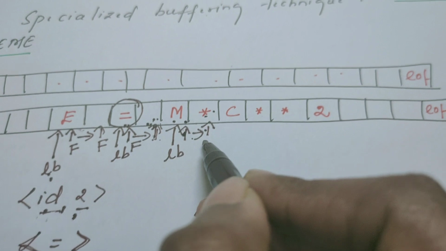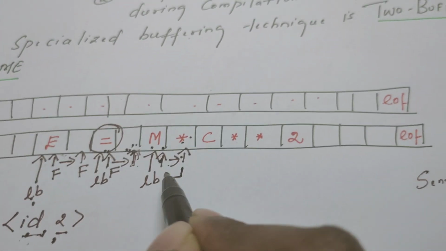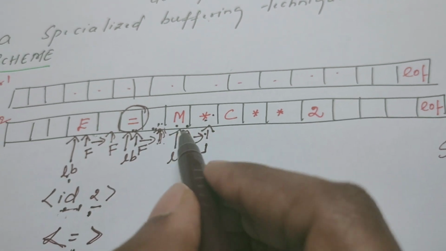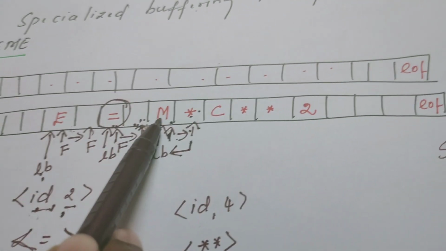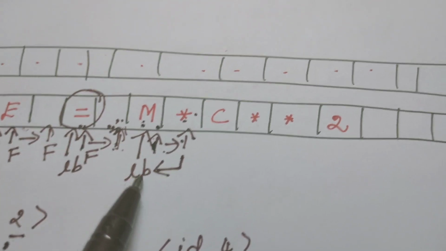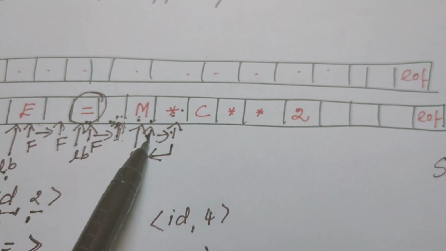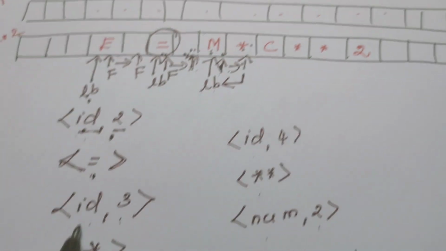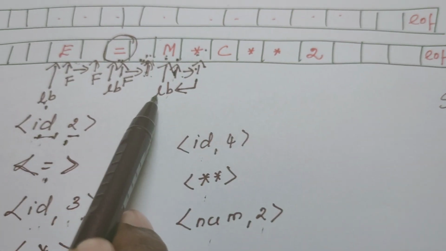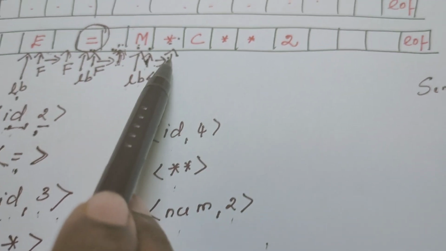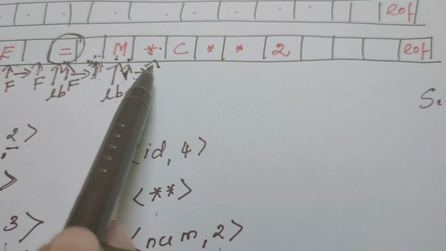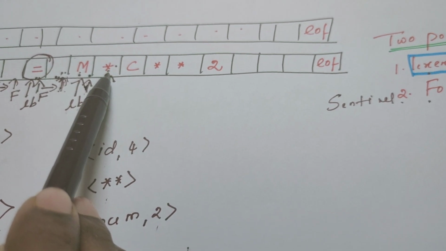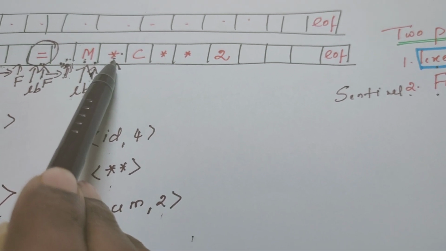So what it does, now the forward pointer retracts. Retracts means goes back to the previous position. As of now, this M is pointed to by both the pointers, lexemeBegin as well as the forward pointer. That's how it has identified a new lexeme, which is ID, 3. Now lexemeBegin starts pointing to the star operator. Forward continues to scan from here. Just by reading the star, it cannot decide it is a multiplication operator.